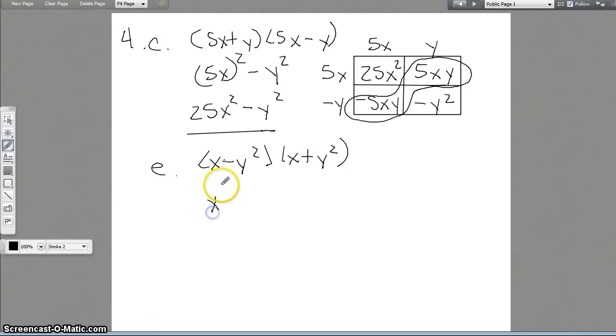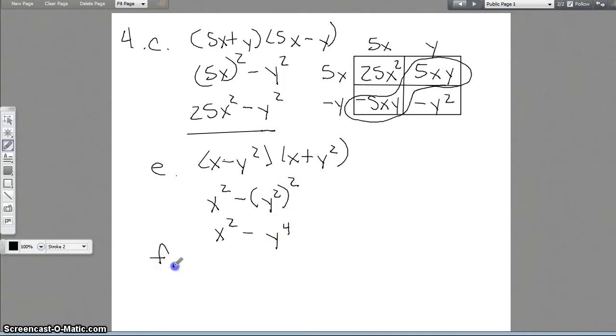Our first term is x, and we're going to square it. Then we're going to write a minus, and we'll write our second term, which is y squared, and we're going to square that. So what we end up with is x squared minus y to the fourth. Remember, when you raise a power to a power, you multiply the exponent. So this is going to be 2 times 2 is 4. So we get x squared minus y to the fourth.